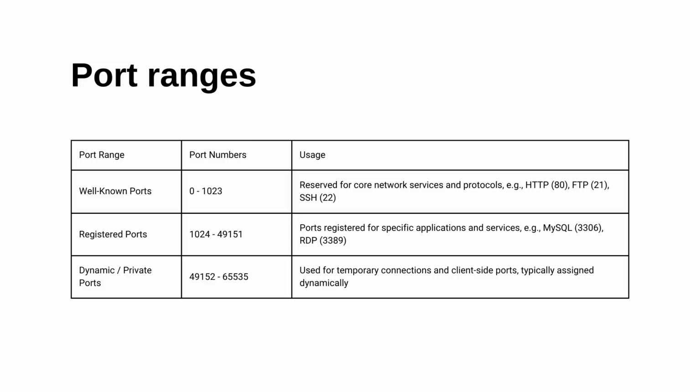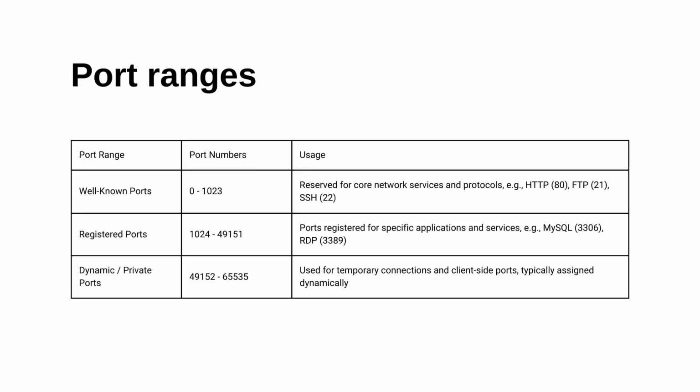Ports between 0 and 1023 are known as well-known ports. Ports between 1024 and 49,151 are ports reserved for applications. For example, the port reserved for Oracle database is usually 1521. Ports between 9152 and 65535 are reserved for temporary connections. All of these ports may not be open.